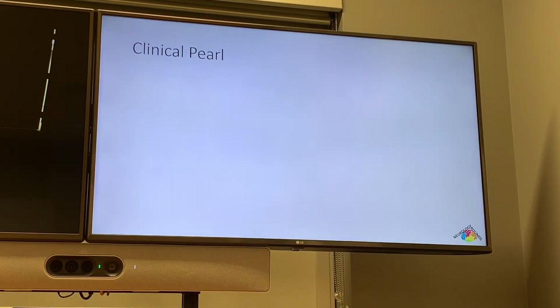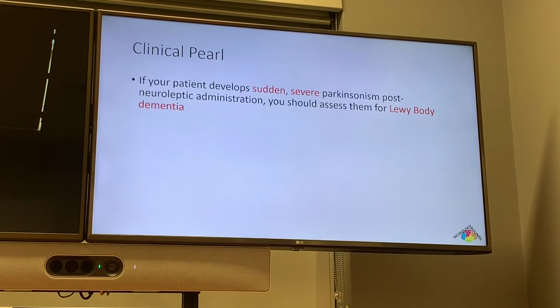So at this point, I think I'd weave in a bit of a clinical pearl. If it happens to you that you have a patient who develops a sudden, severe, completely out of proportion Parkinsonian response after they are given an antipsychotic, you need to assess them for Lewy body dementia. When people have Parkinsonian side effects, you usually don't expect them to be that severe, but if they are horrendously out of proportion with the dose or time frame, you need to consider this.